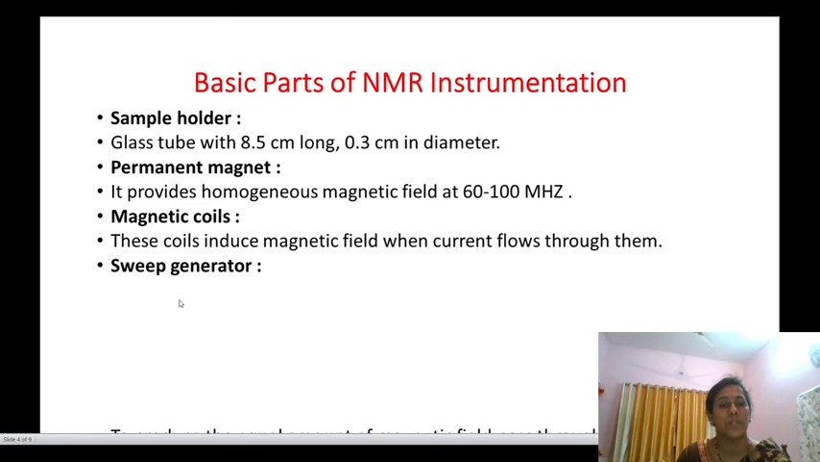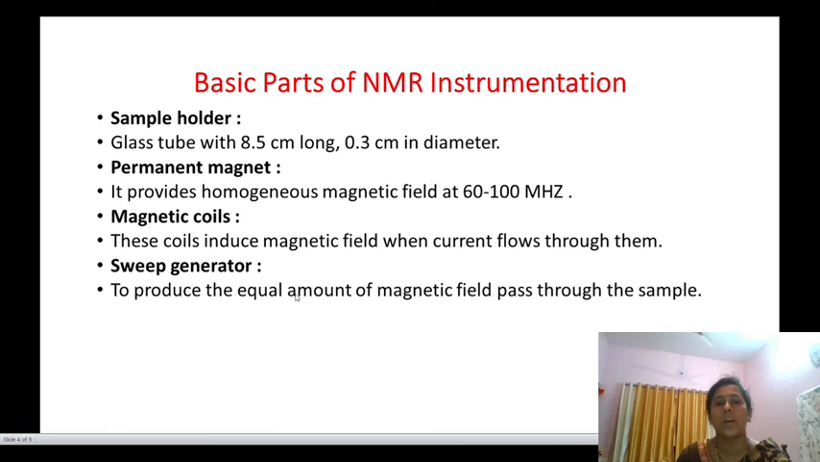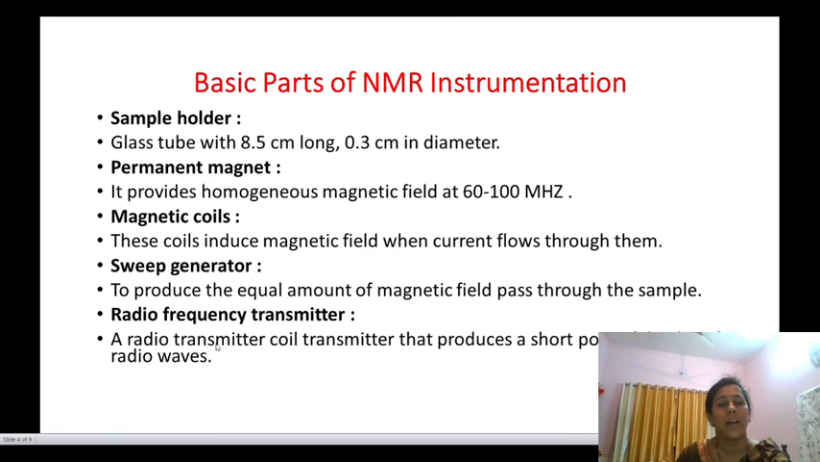Next is the sweep generator. To ensure an equal amount of magnetic field passes through the sample, the sweep generator is used. Radio frequency transmitter. A radio transmitter coil that produces a short, powerful pulse of radio waves.